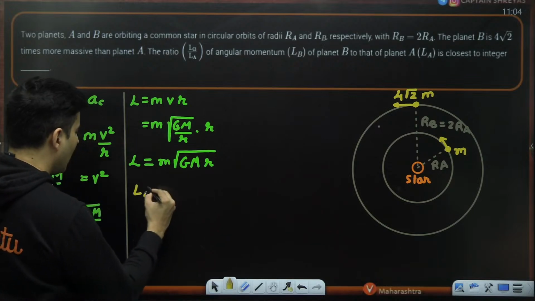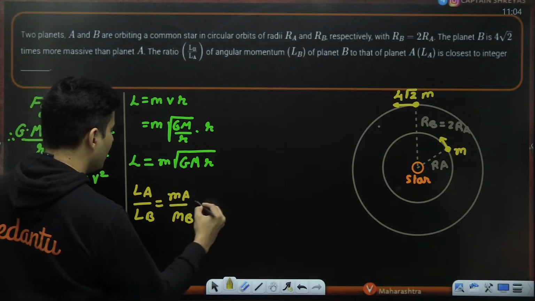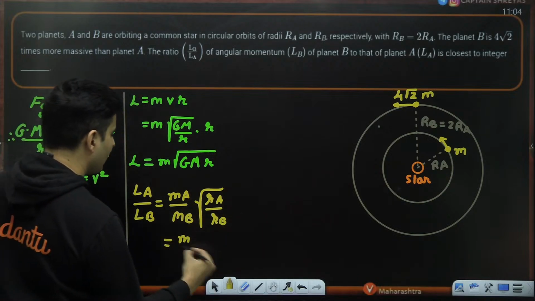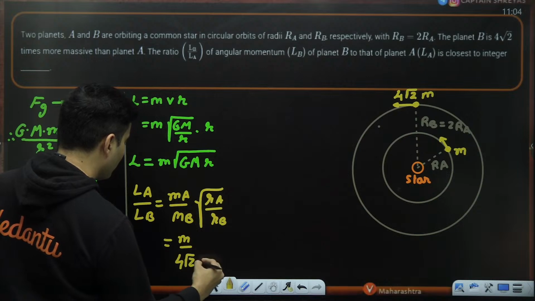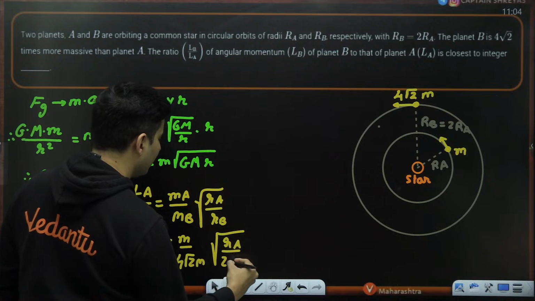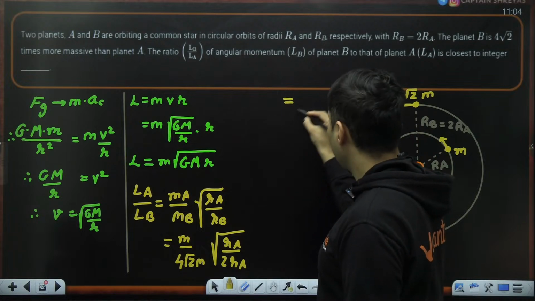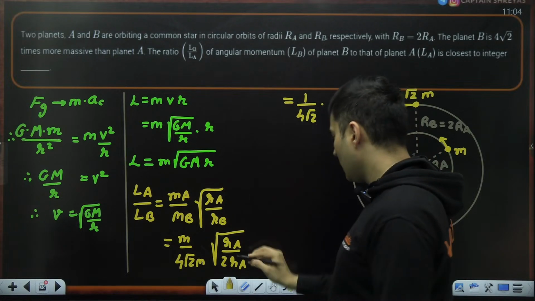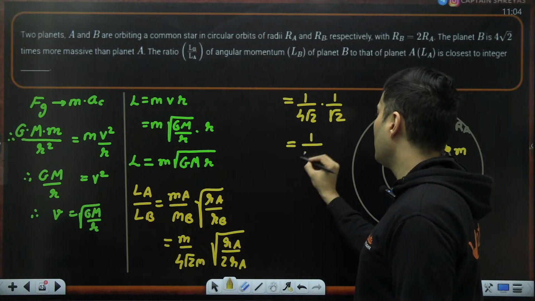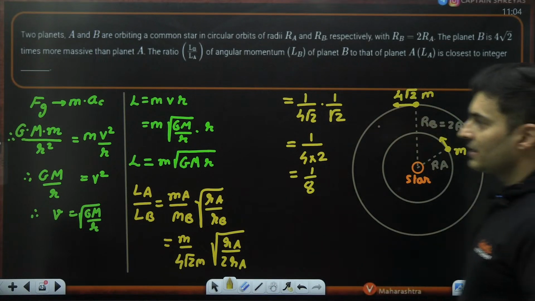So angular momentum of A upon angular momentum of B will be mass of A upon mass of B times root of radius of A upon radius of B. What is mass of A? It is m. What is mass of B? It is 4 root 2 times that mass. What is the radius of A? Let's say it is RA. RB is double that radius. So what will that ratio become? m cancels, so 1 by 4 root 2, of course. RA cancels, I will just have 1 by root 2. So this will become 1 by 4. Root 2 into root 2 is 2. So 1 by 8 is the answer.